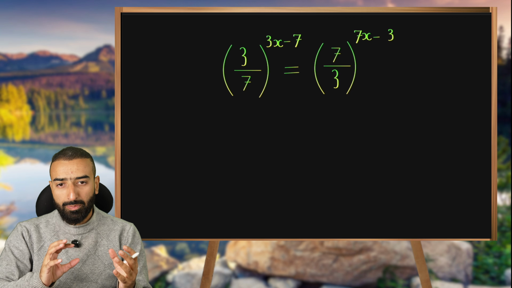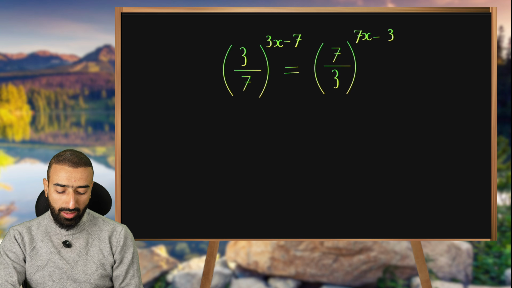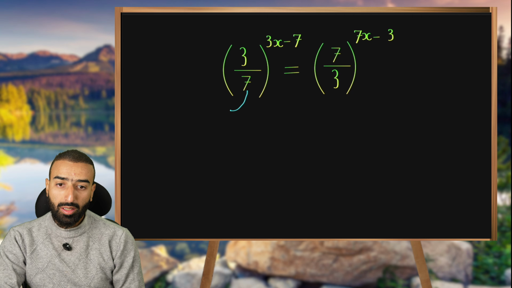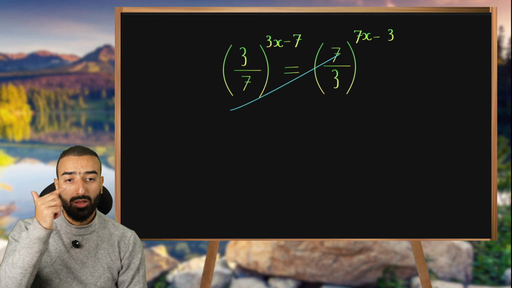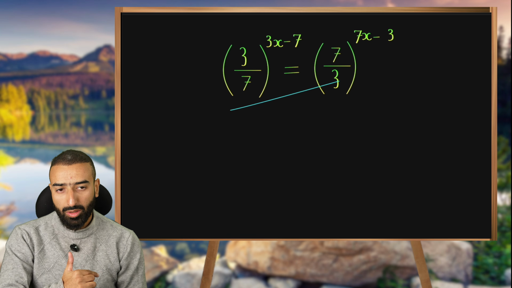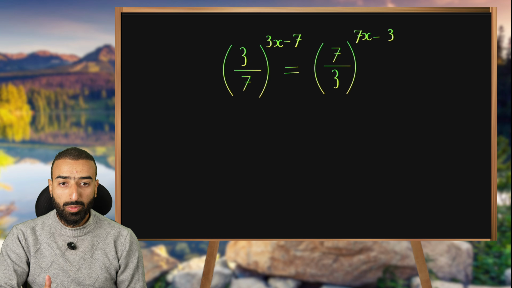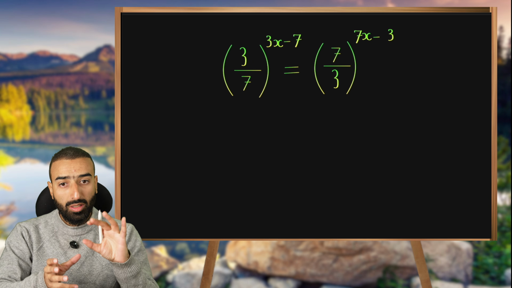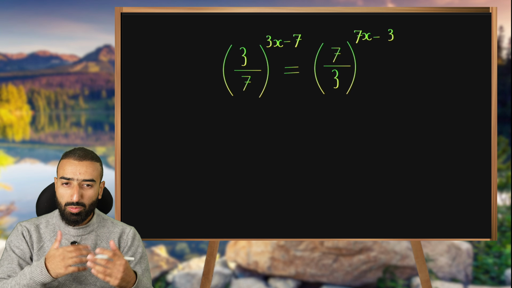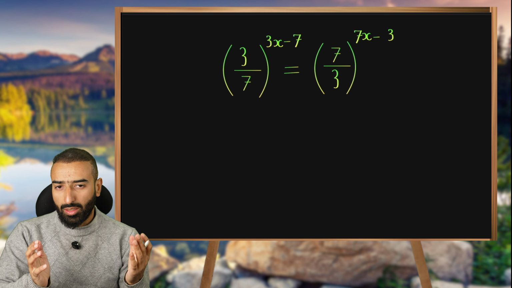of the problem. If we do that, we quickly realize that the term here, 3 over 7, is the exact inverse of the term on the right hand side, 7 over 3. Is it possible that we can use this inverse relationship and solve this problem? Well, let's see.